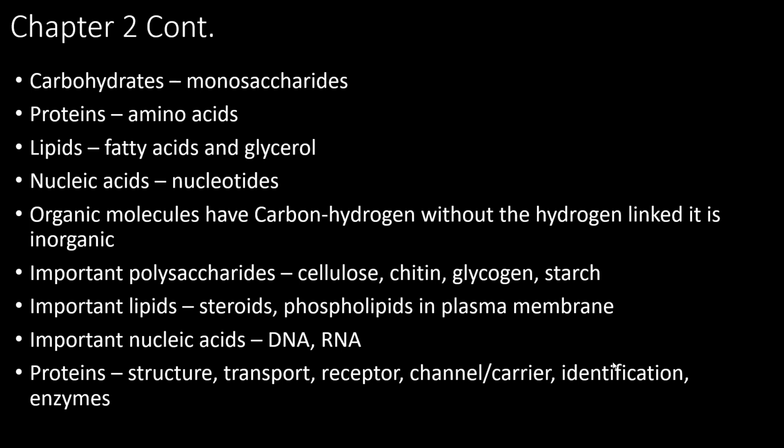Now, there are a lot of proteins that are super important, but the big thing with proteins is they all have different kinds of jobs, and that's what makes them important. Some proteins are there for structure. Some help with transport, like moving things. Some proteins act as receptors. They may act as a channel or carrier across the membrane. We may use some proteins for identification, and a lot of proteins are used as enzymes. And remember, enzymes speed up chemical reactions, and we'll talk a little bit more about them a little later.